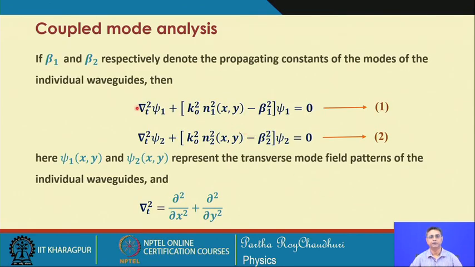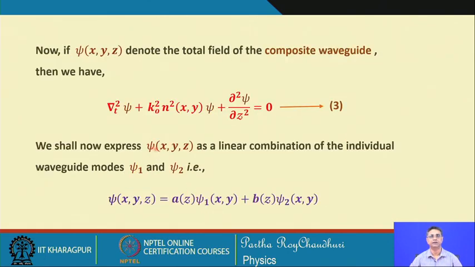So, for the individual waveguides, the wave equation to solve is this one, which is satisfied by the mode of the first waveguide, psi 1, and this is the same for the second waveguide, psi 2. They correspond to their refractive index profiles N1 square and N2 square. Here, del T, the transverse component of del square, is represented by this. We have made this compact, with del x and del y for this particular case.